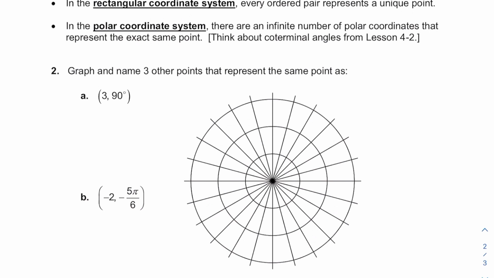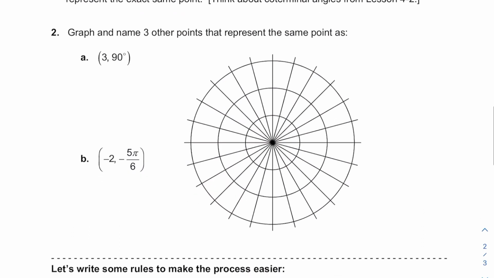So what we're going to do is look at two different points, one with degrees and one with radians, one with a positive r value and one with a negative. We're going to look at the different ways that we can name the exact same point using other polar coordinates. So the first one is (3, 90 degrees). 90 degrees should hopefully be an easier one to locate. That's our straight vertical line. So this is (3, 90 degrees).